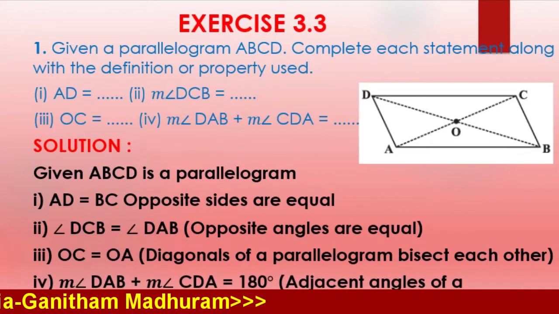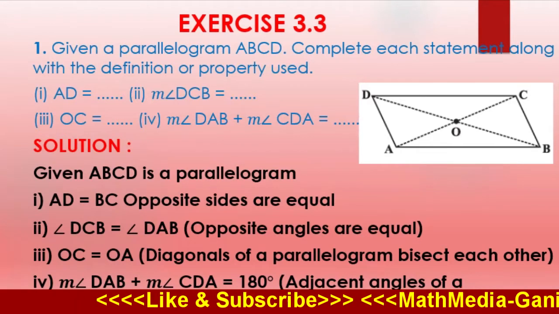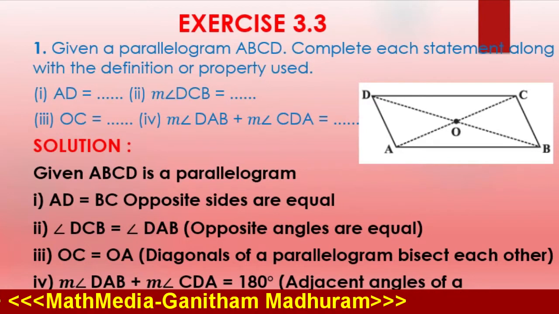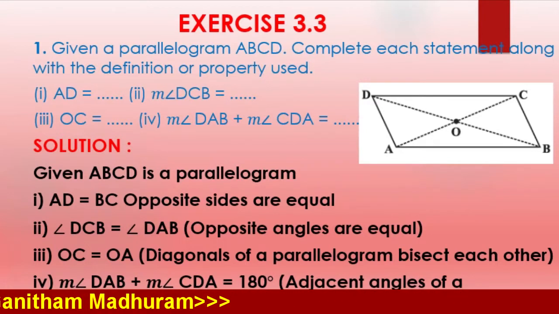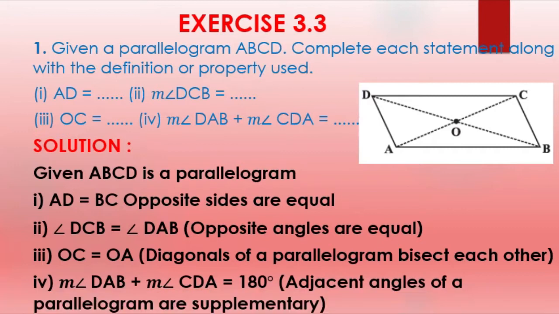Fourth one, measure angle DAB plus measure angle CDA equal to dash. That is, measure angle DAB plus measure angle CDA equal to 180 degrees, because they are the adjacent angles of a parallelogram, and adjacent angles of a parallelogram are supplementary.